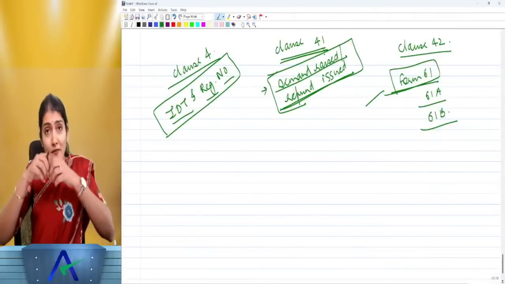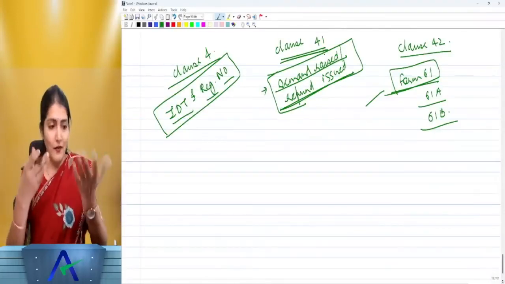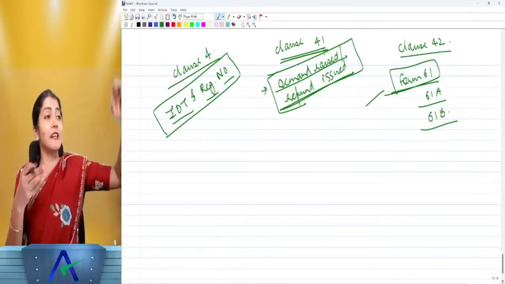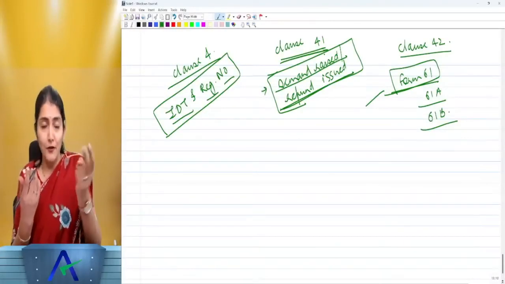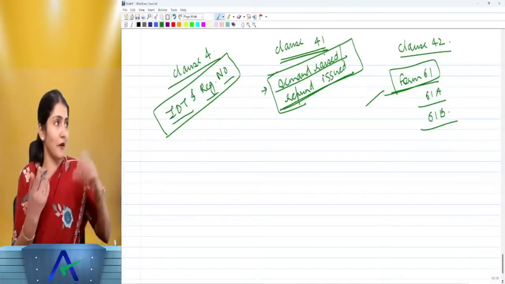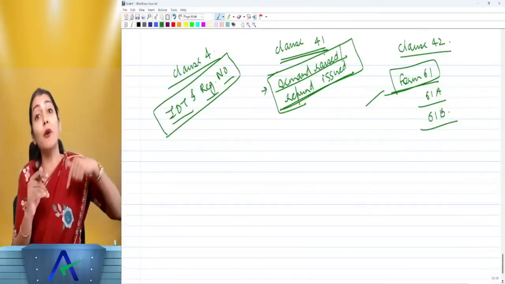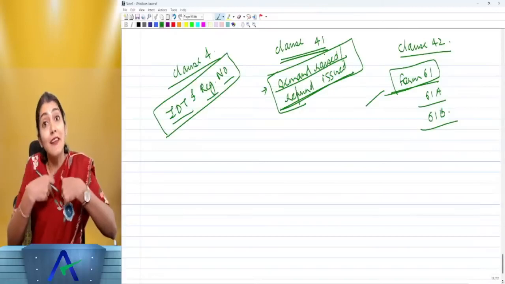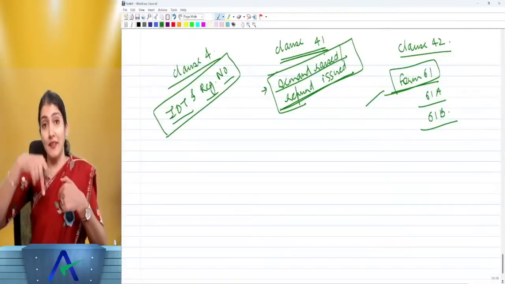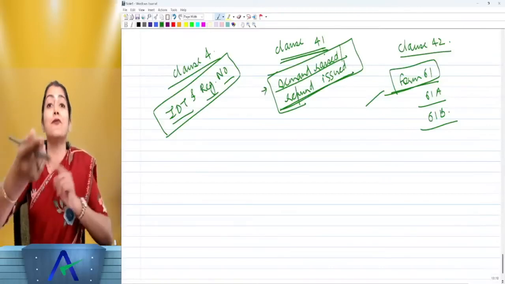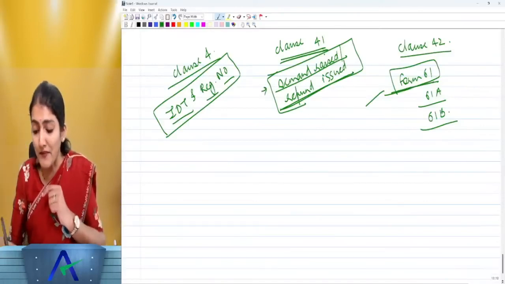Who is the receiver of Form 60? What is Form 60? It is for a person who does not have a PAN. Say I want to enter into a 10 lakh rupee transaction with another party. Obviously 10 lakh rupees is more than 2 lakh rupees, so I require the PAN of the other party. The other party says I don't have a PAN. So then I say, give me a declaration in Form 60. So who am I? I am a receiver of Form 60, and the receiver of Form 60 has to file Form 61.